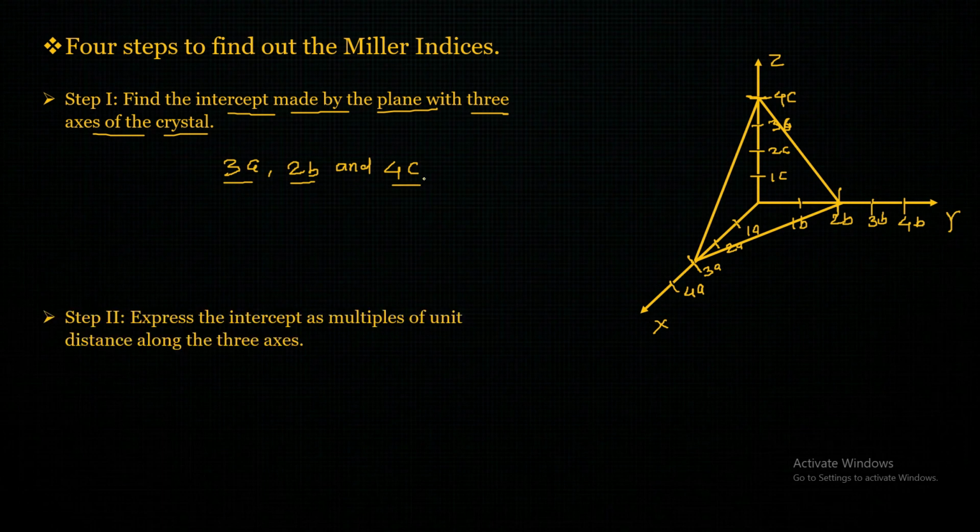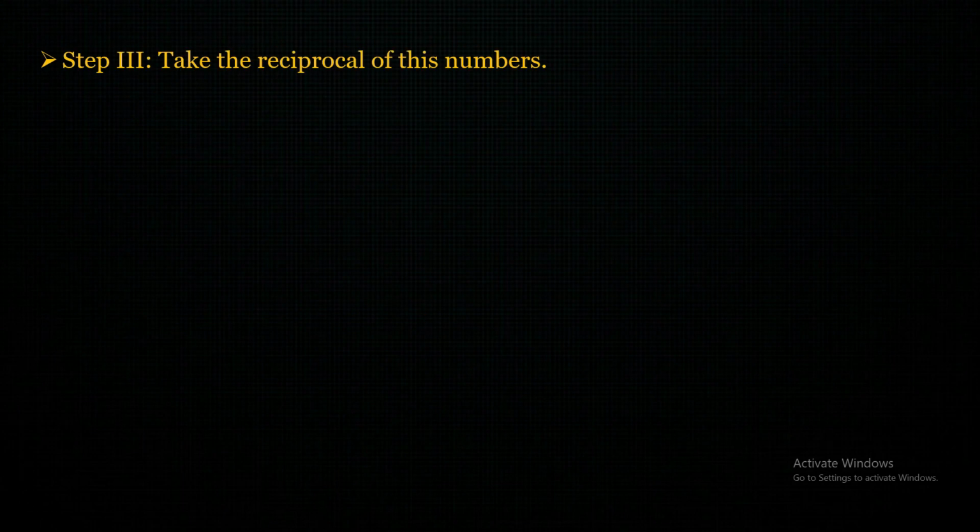Now the second step. Step 2 says that express the intercepts as multiples of unit distance along the 3 axes. Means we just have to write these numbers as 3, 2 and 4, right? This is our second step. It's a very simple step. Now we will go ahead with the third step. The third step is take the reciprocal of these numbers.